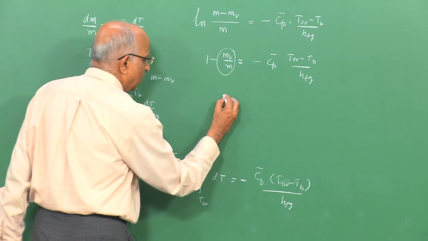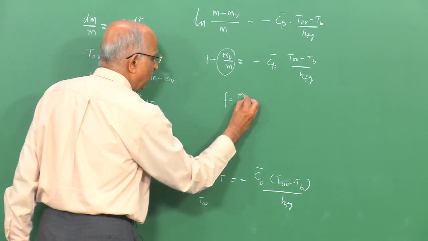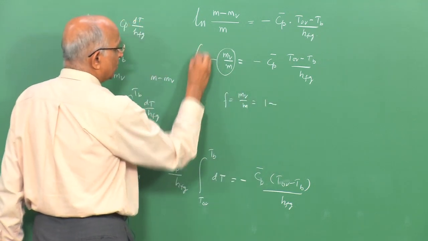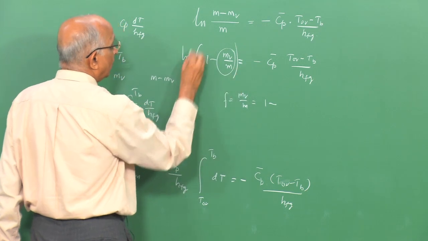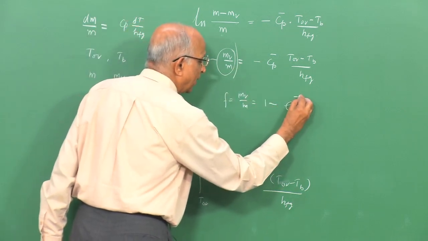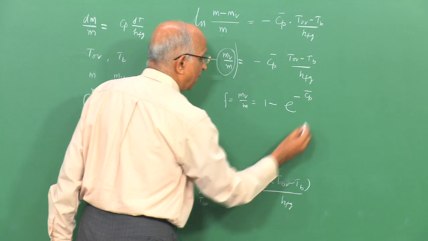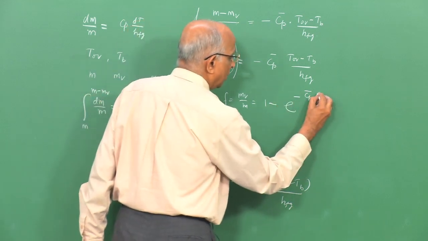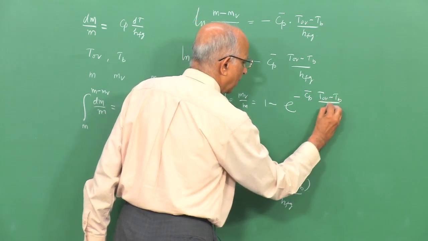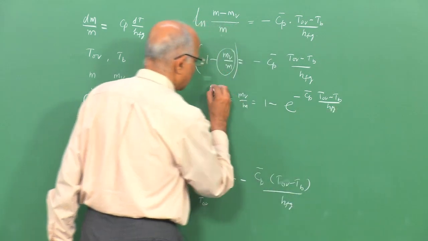We get the value of F equal to mv by m, equal to 1 minus, no, mind you, this is again within the ln, therefore 1 minus e to the power minus Cp average over the temperature into (T overheated minus Tb) divided by HFG. This is the expression we get.